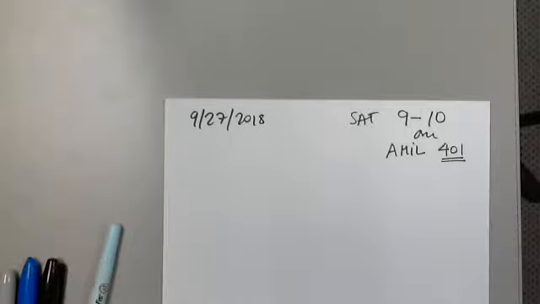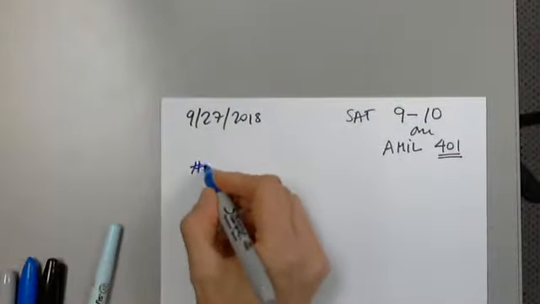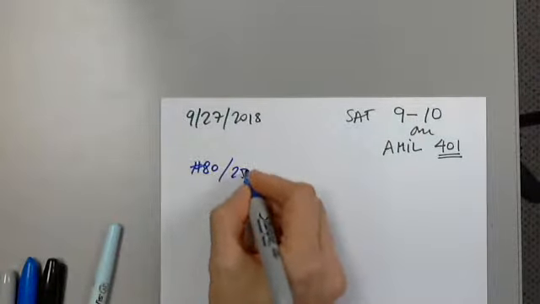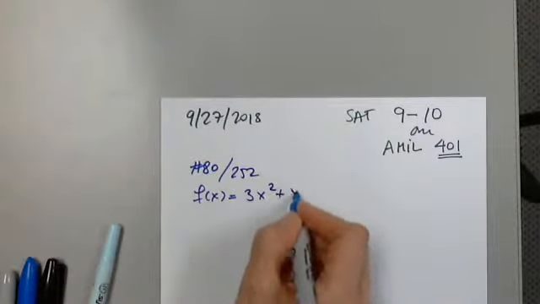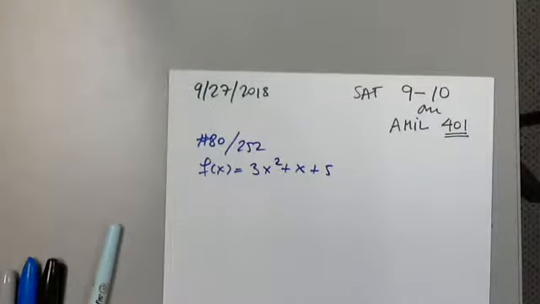Very good. My pleasure. So let's go and practice the difference quotient. One function is not good enough. So we are still in section 2.2. Let's choose, let's say, 80 on page 252. So f of x equals 3x squared plus x plus 5. We're asked to find and simplify the difference quotient.